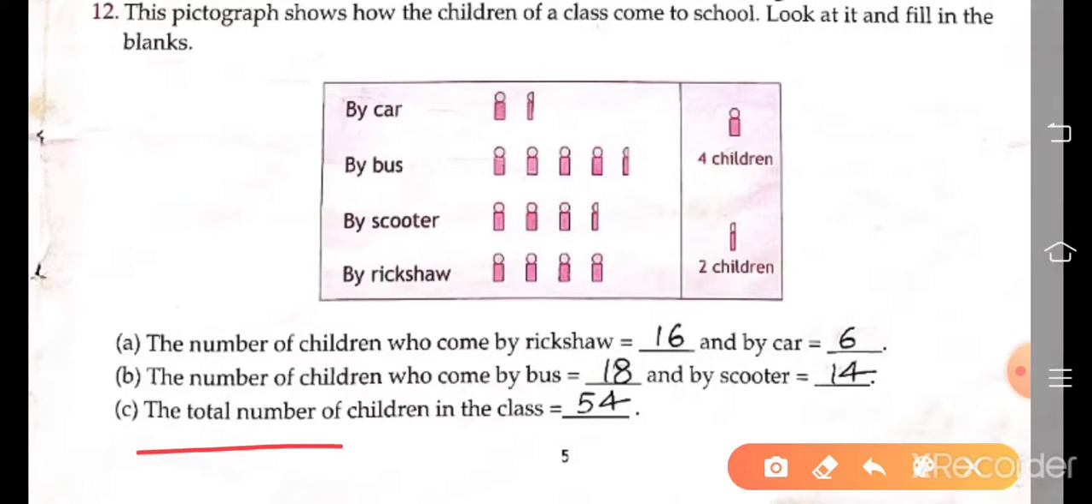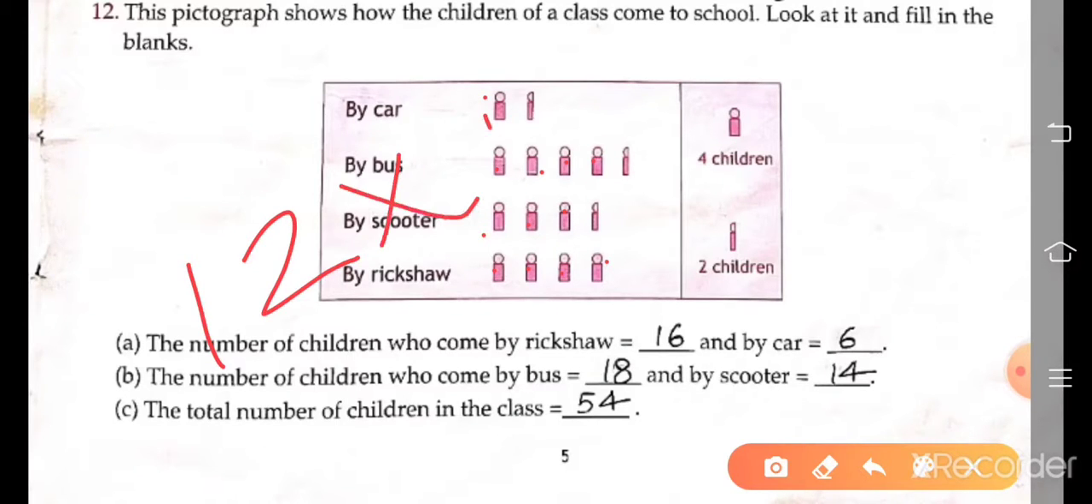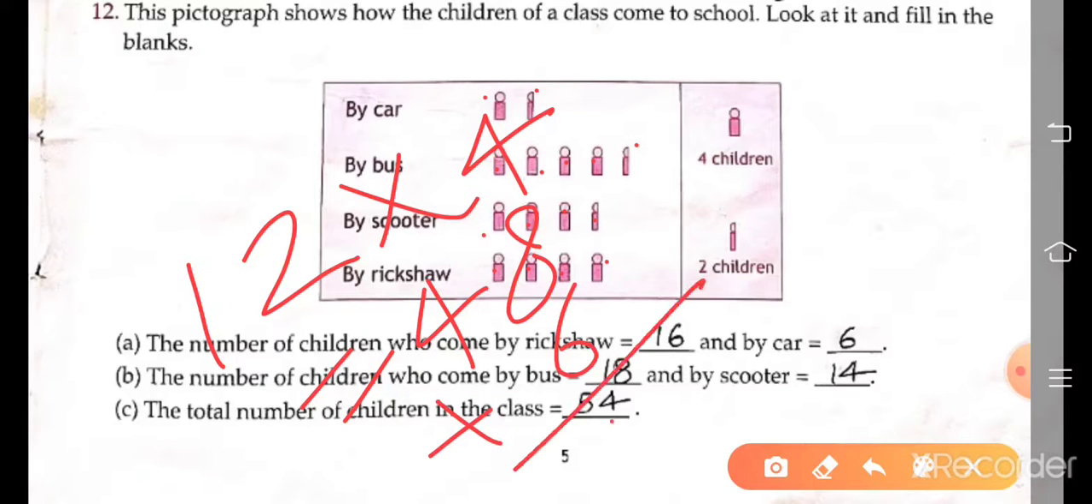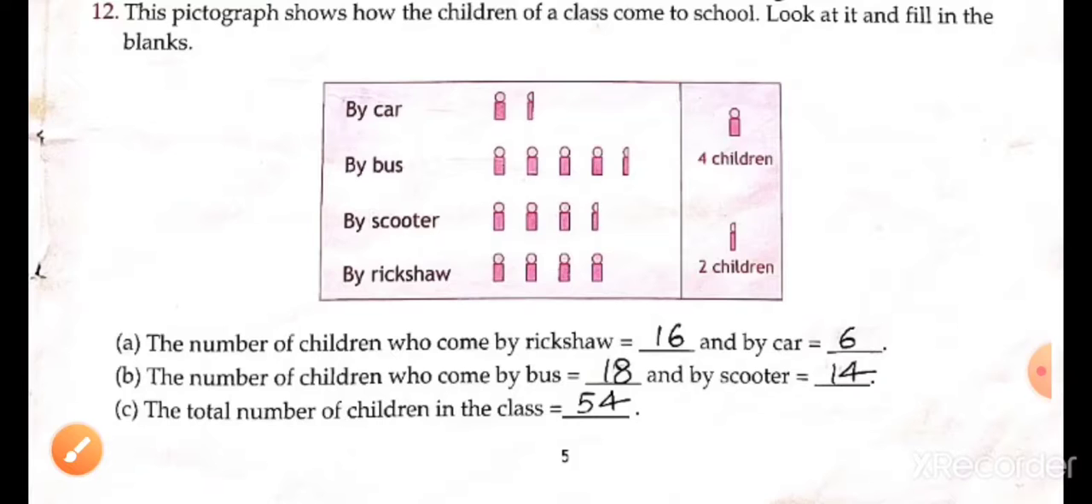The total number of children in the class. Total number means 1, 2, 3, 4, 5, 6, 7, 8, 9, 10, 11, 12. 12 multiply 4 means 48 and half of 1, 2, 3 means 6. So means total 54 children are in the class.